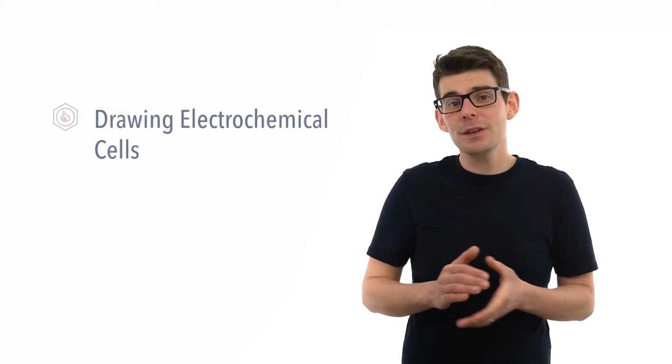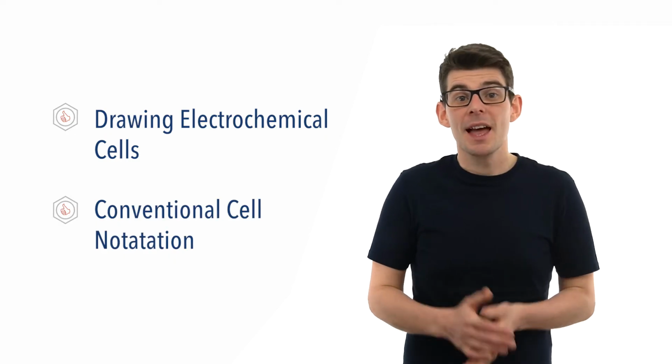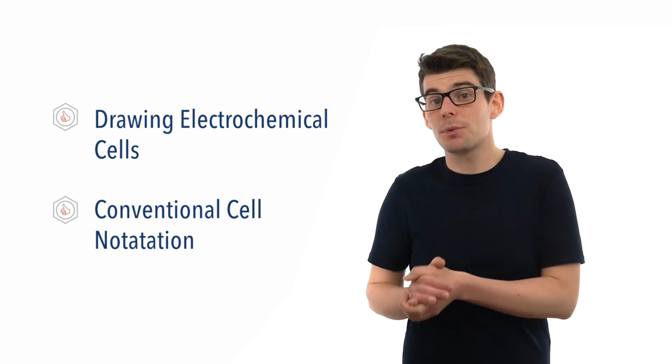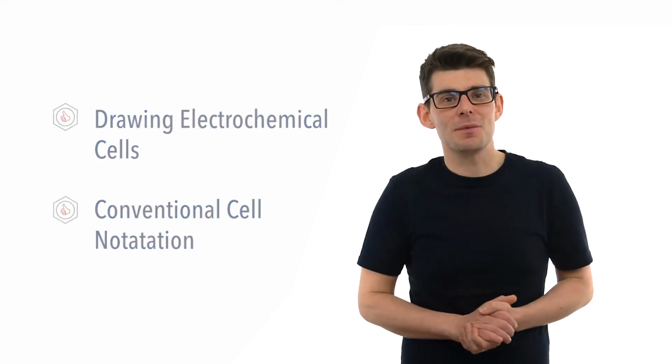In this video, we're going to look at how to draw and represent electrochemical cells using conventional cell notation. We're going to talk about the usual or conventional way cells are drawn and the notation used to represent them, given examples. Electrochemical cells, standard electrode potentials, and salt bridges have been covered in separate videos. Check the links in the description below.